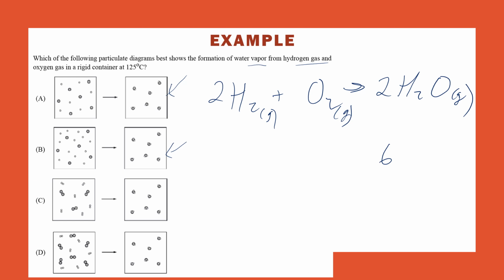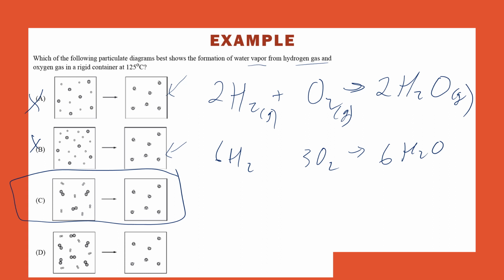Right. So in order to make 6 water molecules, I would need 3 oxygen molecules, and I would need 6 hydrogen molecules. A doesn't work because the oxygen and hydrogen atoms are separate, same thing with B. C and D, I'm just looking for the correct numbers. So C is the correct answer there because we've got the 3 oxygens, which are larger than the 6 hydrogens.